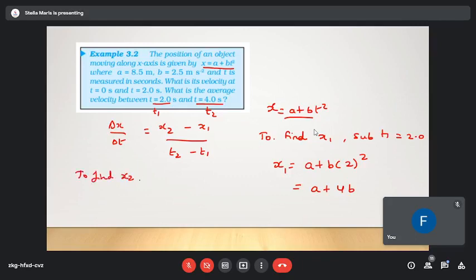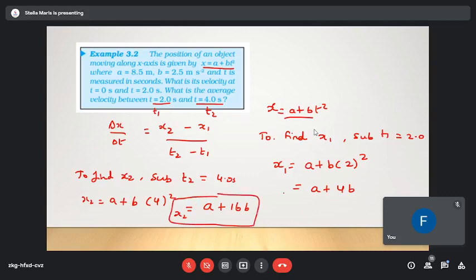Similarly, to find x2, the final position, substitute t2, that is equal to 4 seconds, in this position equation. So x2 is equal to a plus b into t2, that is 4 squared, so it becomes a plus 16b. This is x2. So you get my point, how we are finding the initial and final positions. Yes, sir.